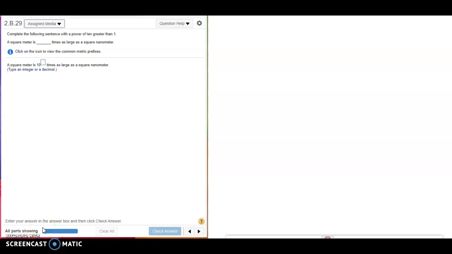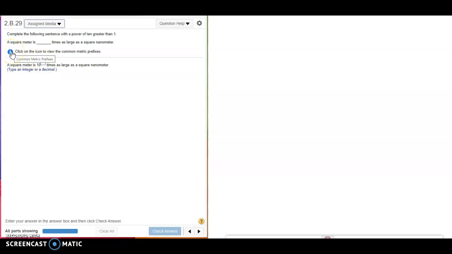So I'm looking at section 2B. This is number 14. It says complete the following sentence with a power of 10 greater than 1. So it says a square meter is blank times as large as a square nanometer. And so I want to fill in this box here.